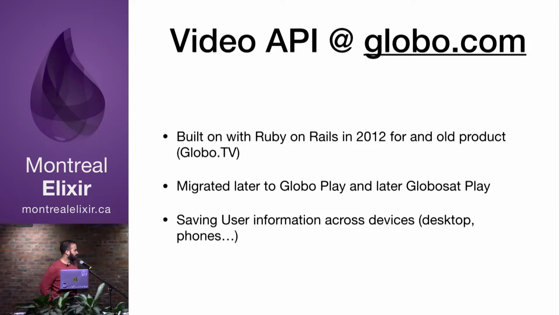The Video API itself was built on top of Ruby on Rails in 2012, and it is a really well-done API, like one of the most well-done APIs that I have seen. It was built for another product, Globo TV, that's dead. But we later migrated that same solution for two products, Globo Play and Globo Site Play. Globo Play is basically every content that was transmitted via broadcast, and Globo Site Play is like premium content that's transmitted only via cable, and of course you have to pay for it.